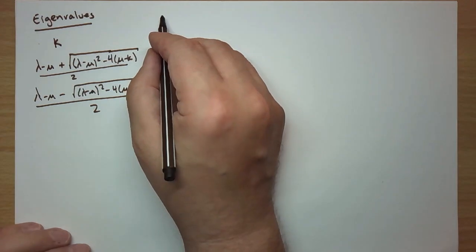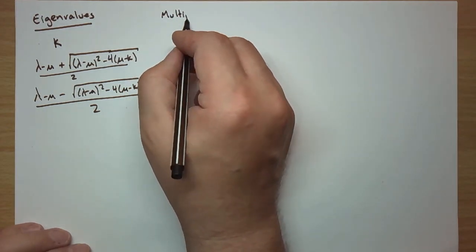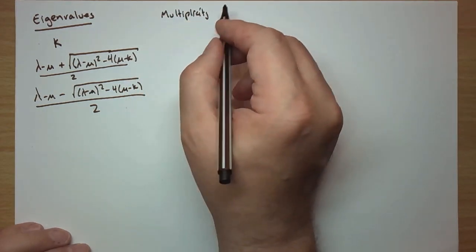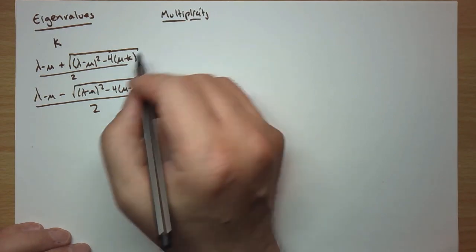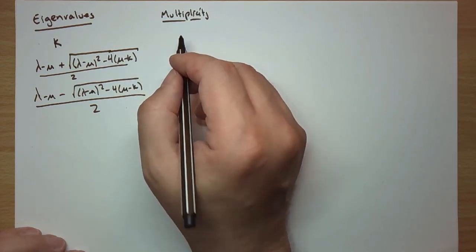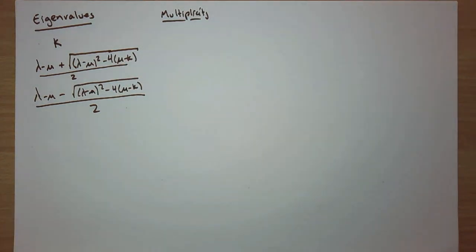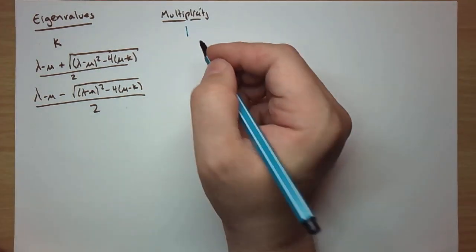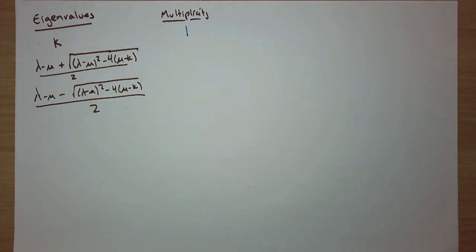And we can even talk about our multiplicities. And we'll assume connected, just to make life easy. Multiplicity of k is 1. That's Perron-Frobenius. Once we're connected.